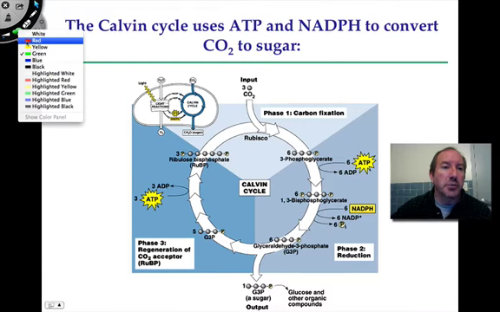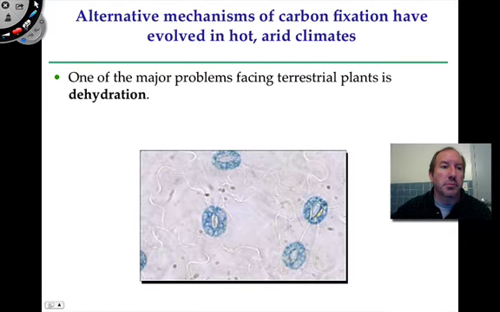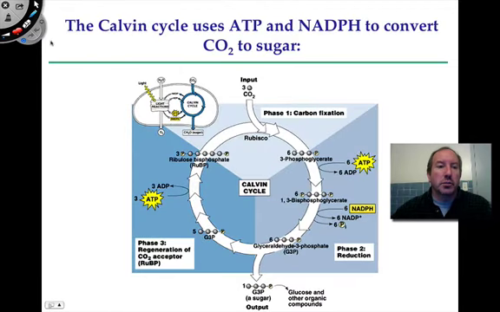This enzyme called rubisco is sitting here in the stroma. It stands for ribulose bisphosphate carboxylase, and it reacts with ribulose bisphosphate, this 5-carbon sugar that's present in the stroma, and it attaches carbon dioxide to it, making a 6-carbon molecule, which then is quickly broken down into phosphoglycerate.